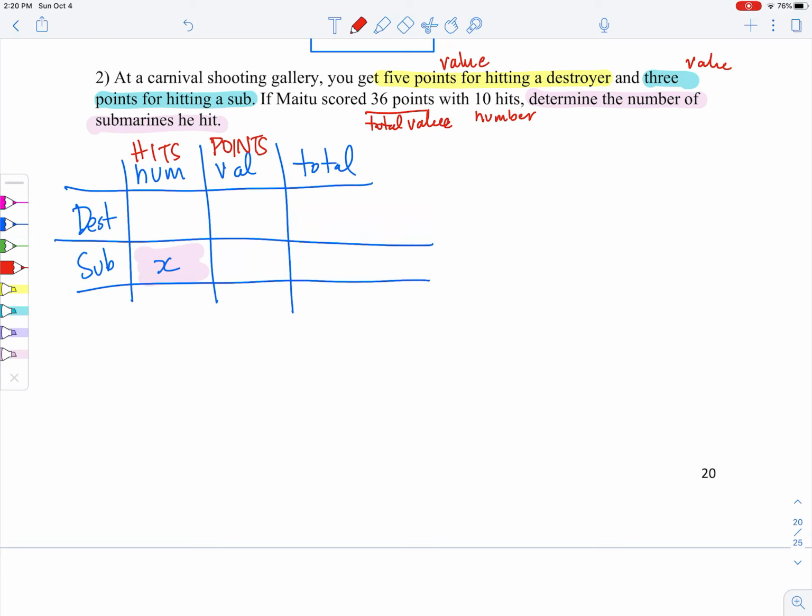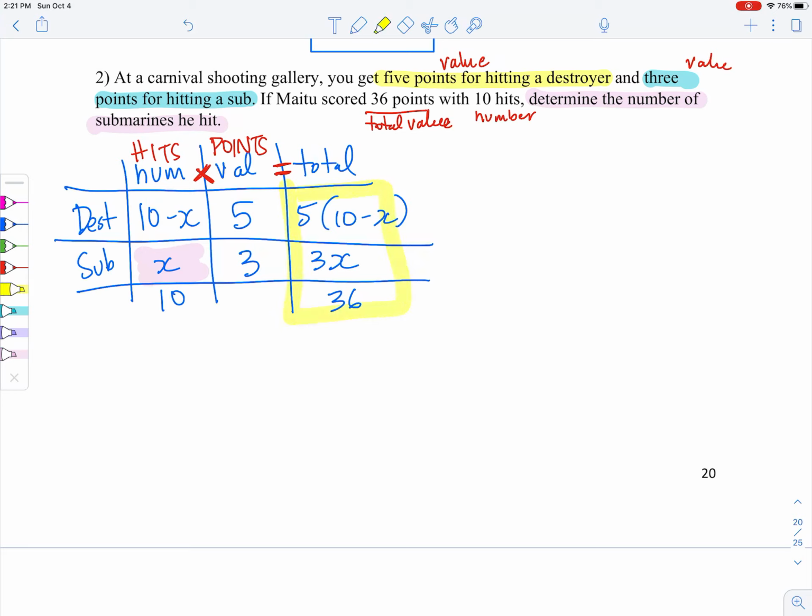So total, it said that we had 10 hits. So if x uses up x of the hits out of 10, then we'll have 10 minus x hits left for the destroyer. It told us destroyers are 5 points, 3 points for a submarine, and overall a grand total is 36 points. So we're going to use what we did before, number times value equals total. That means 5 times 10 minus x for the destroyers and 3x for the submarines.